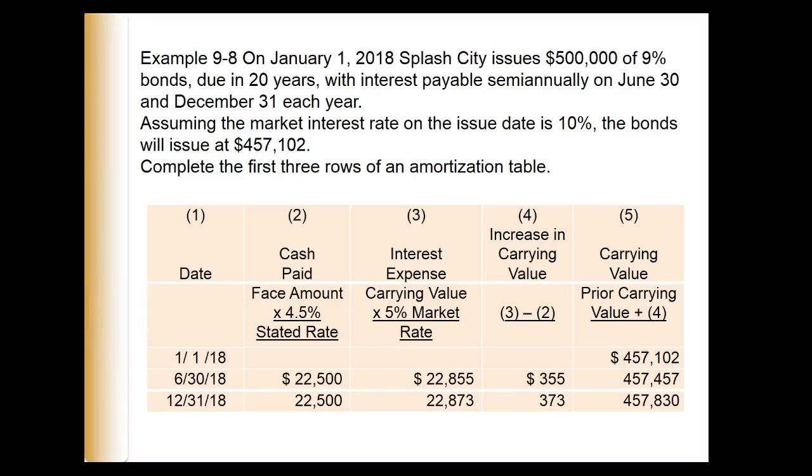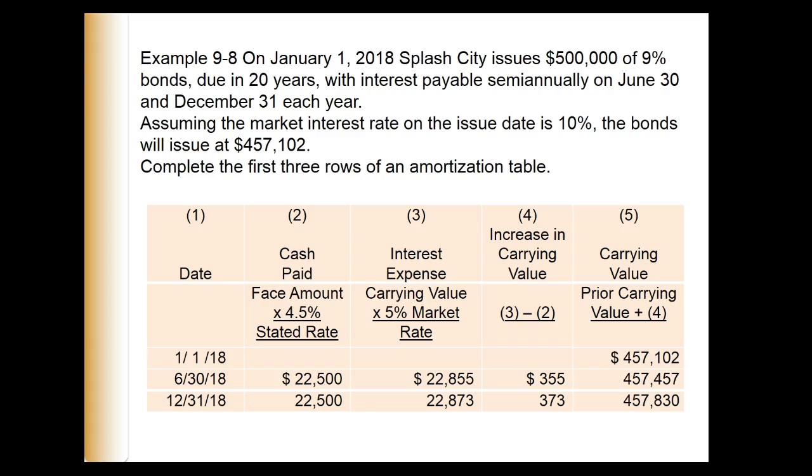Let's look at another example. This would be exercise 9-8. On January 1st, 2018, Splash City issues $500,000 of 9% bonds due in 20 years, with interest payable semi-annually on June 30th and December 31st each year. Assuming the market interest rate on the issue date is 10%, and the bonds will issue at $457,102. Complete the first 3 rows of an amortization schedule.